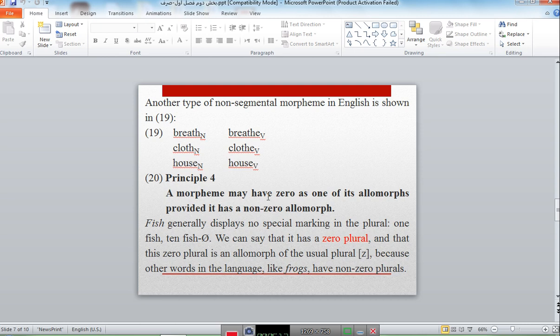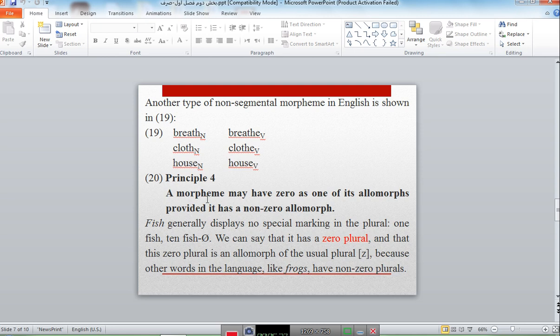A morpheme may have zero as one of its allomorphs if it has a non-zero allomorph, like fish in the English language, because we have s as a plural form, like frogs in English. So this empty sign is a kind of allomorph of the plural morpheme. So this is principle number 4.